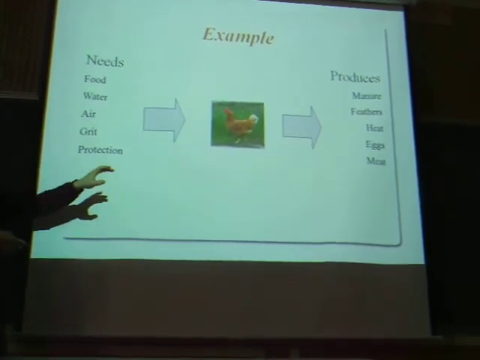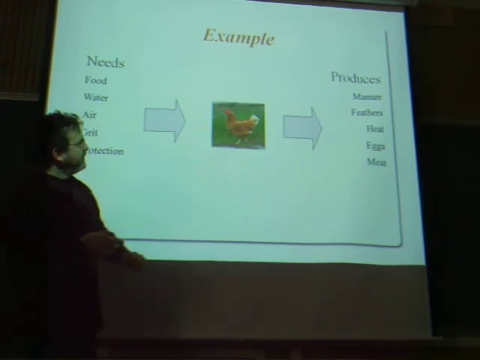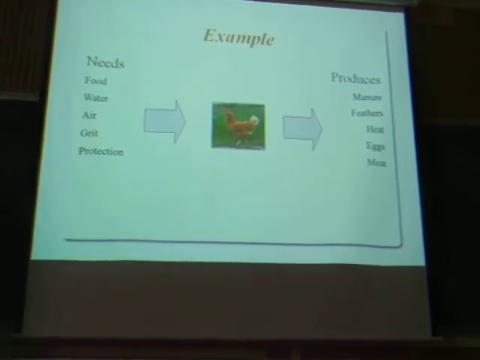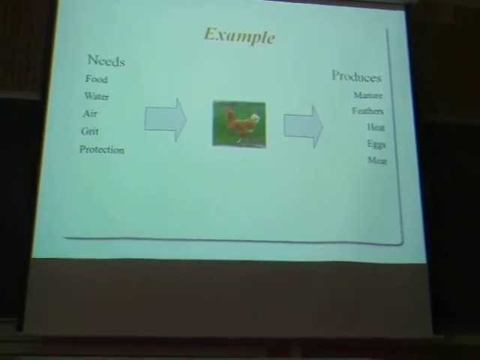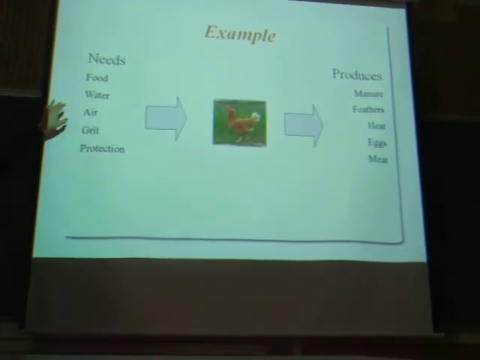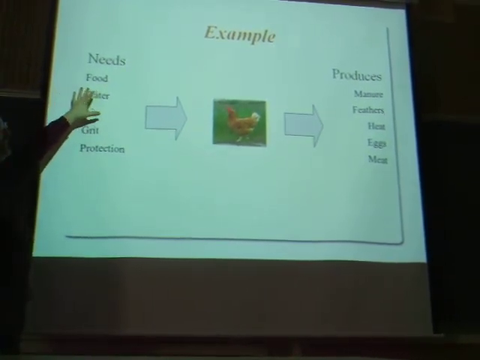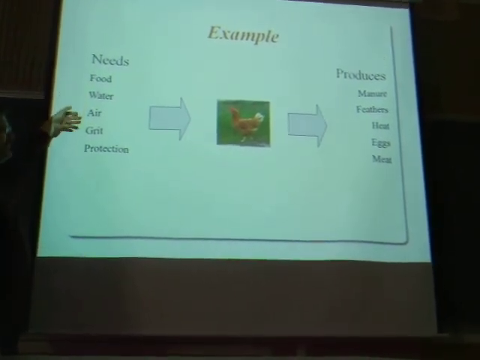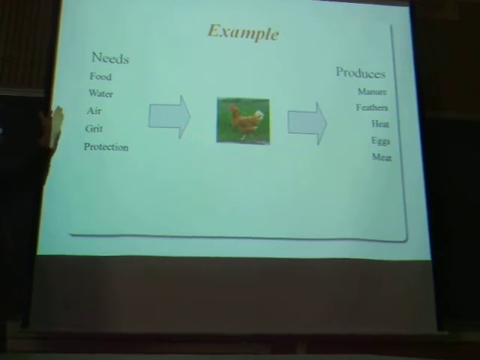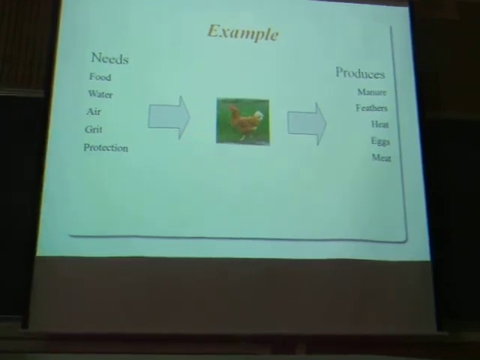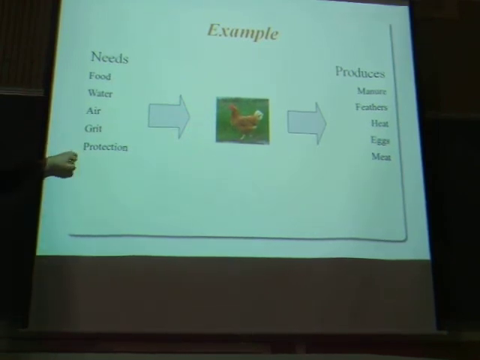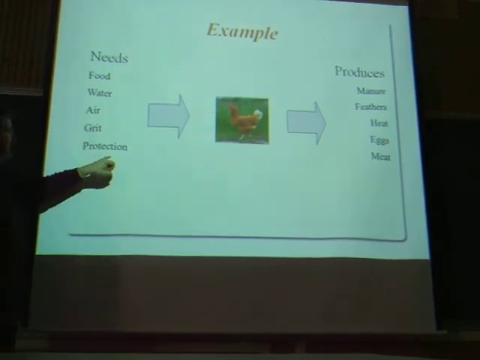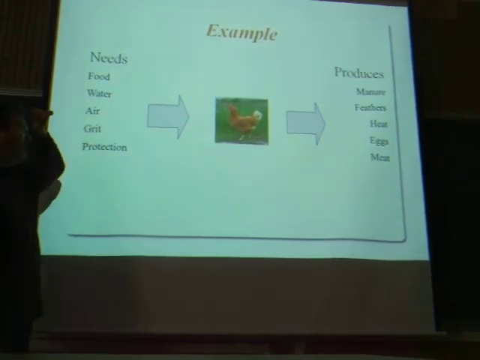And so, I don't even know what kind of chicken that is. Let's say a Rhode Island Red, just for the heck of it. So what does the chicken need, right? Well, it needs food, water, obviously, it needs air to breathe. Chickens need grit, the way their stomachs work, right? They pick up pebbles and use them to help with their digestion. They need protection of some sort because chickens aren't able to defend themselves all that well.